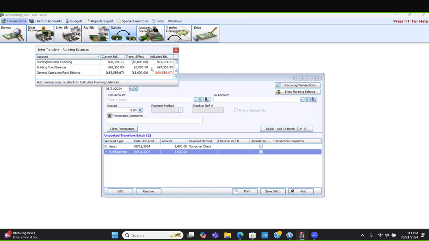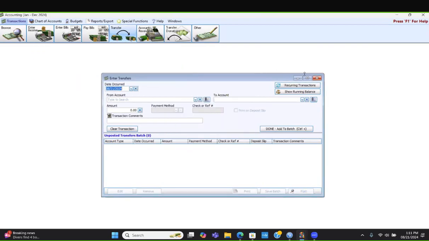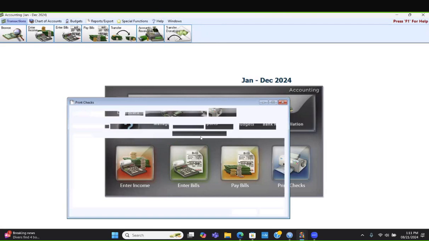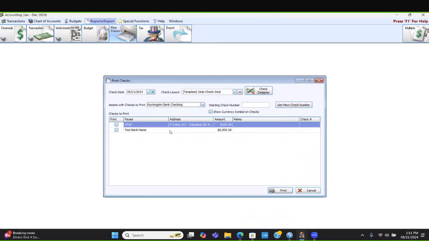So I would go ahead and post this. It's asking me, do I want to print? Now when I close out and go back to print checks, here in the middle, notice here, test bank name, I've got that in there as the name of my asset account for my savings, but there's my $5,000 check. I can now print a check and send that or take that to the bank and deposit that in savings.